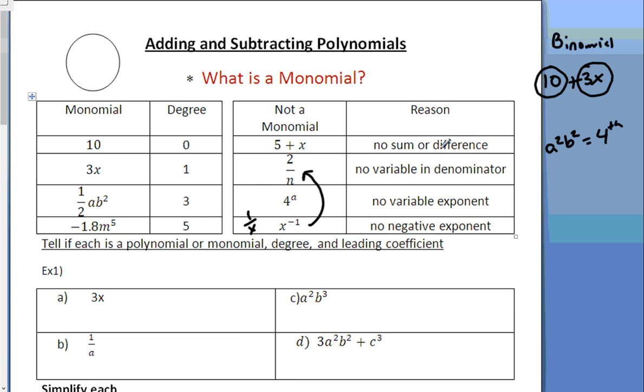Remember, does it have any adding or subtracting? No. Is there variable denominators? Is there variables that are exponents? No. So this is a monomial. Okay, so it's a monomial. I'm just going to write mono.